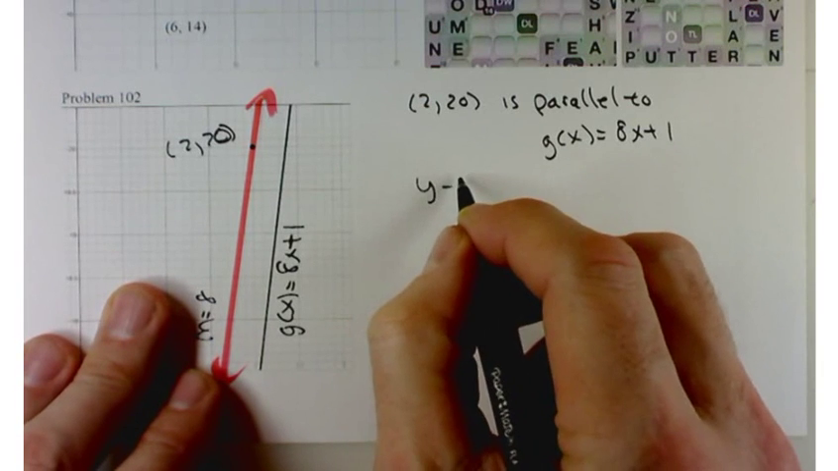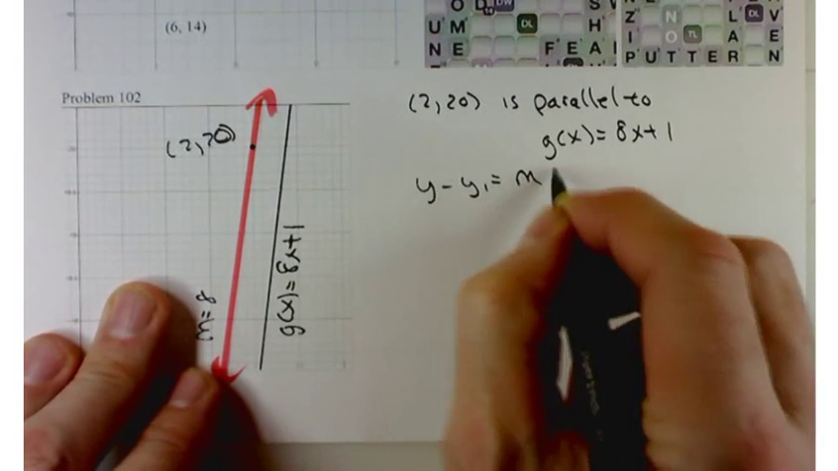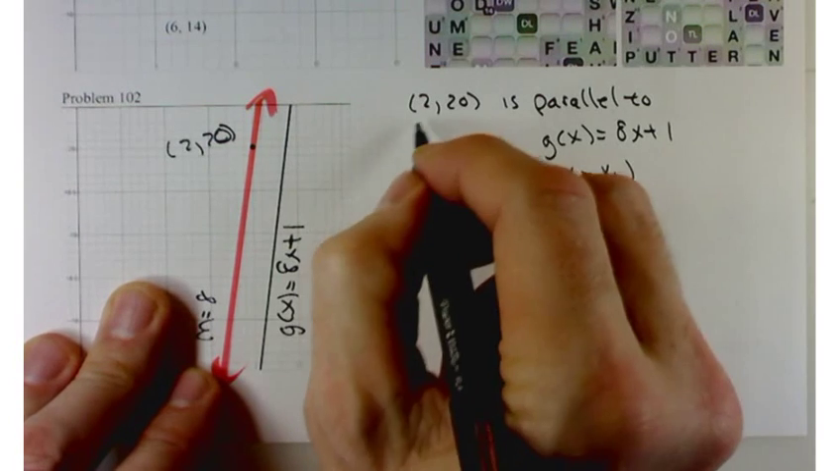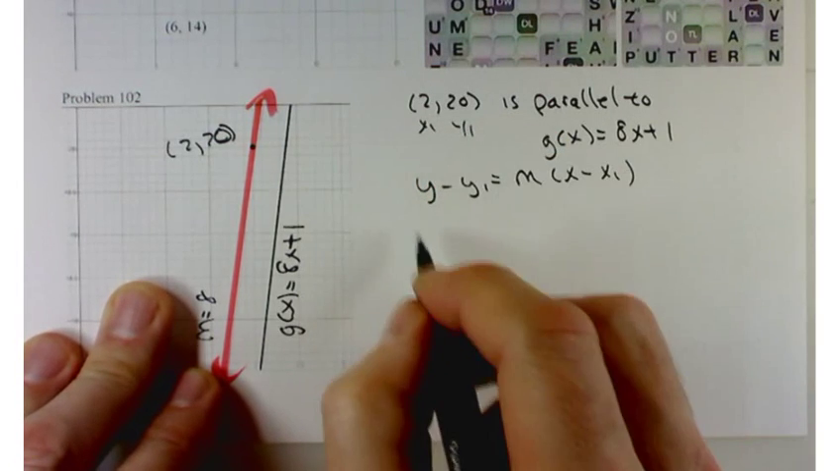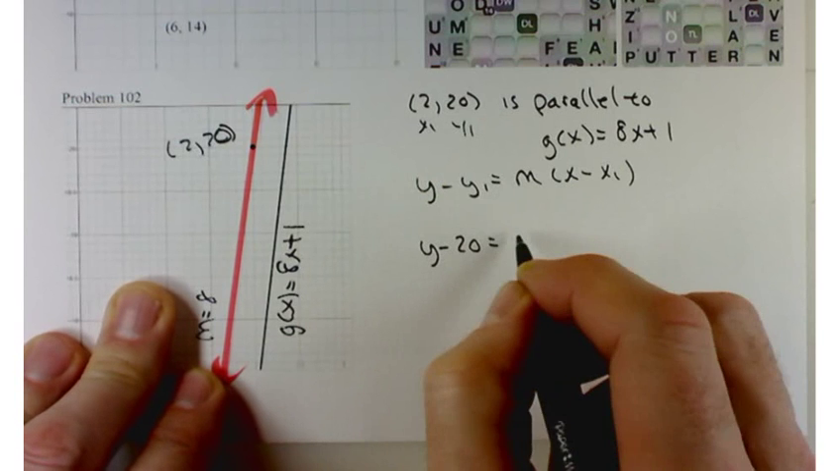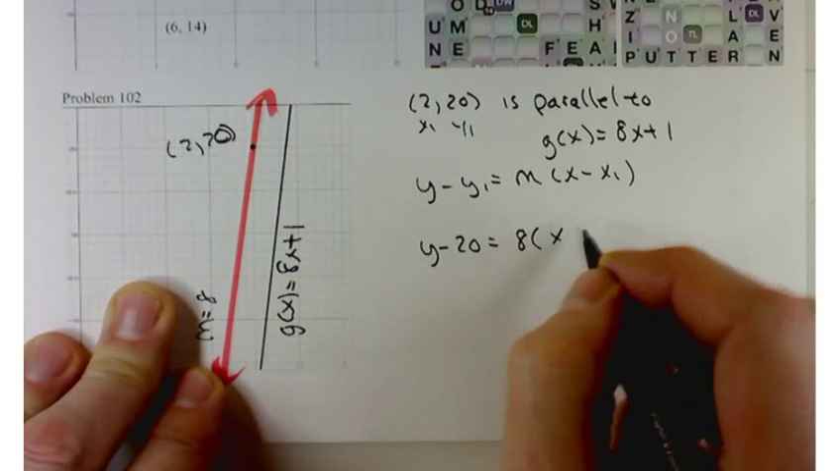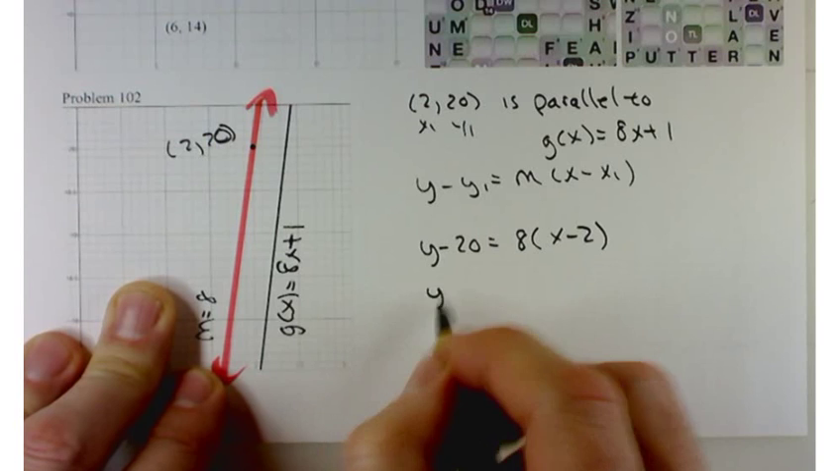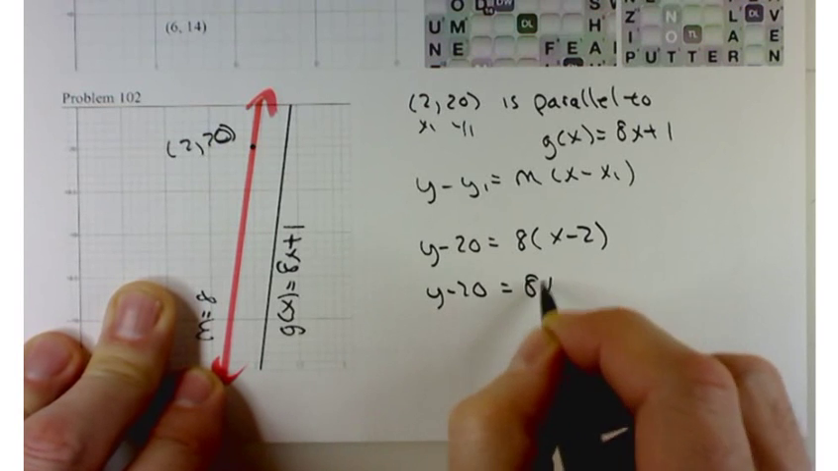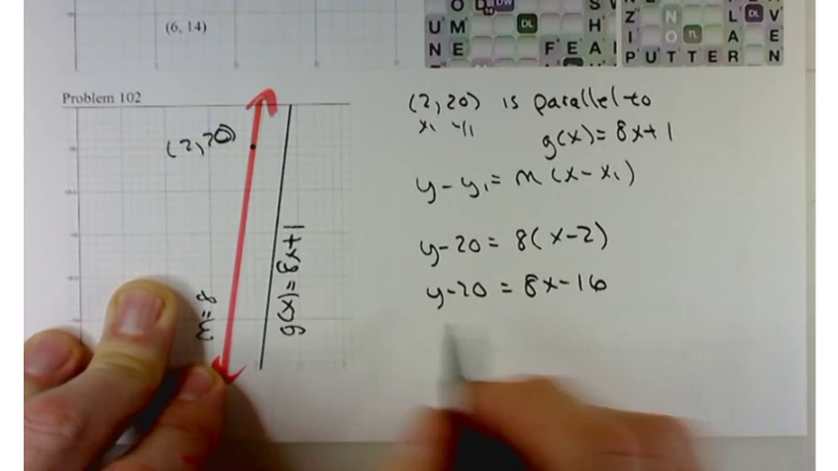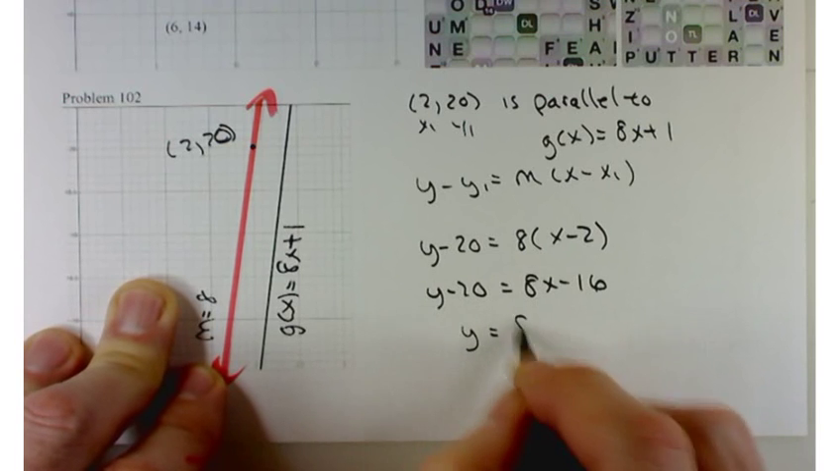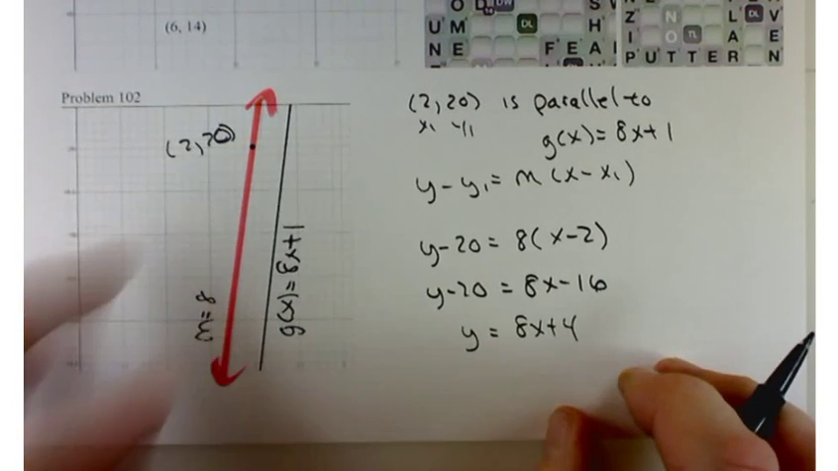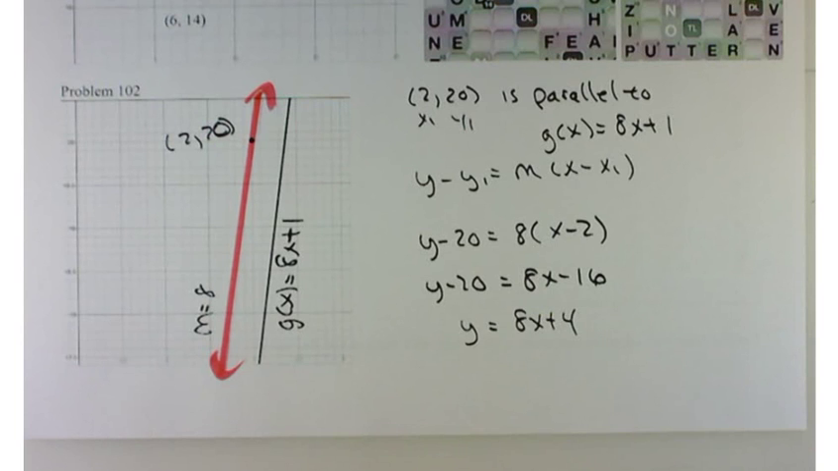And that's what we needed. This is your x1, y1. Y minus 20 equals 8 times x minus 2. If I add 20 to both sides, I end up with 8x plus 4. And that's certainly parallel to 8x plus 1.